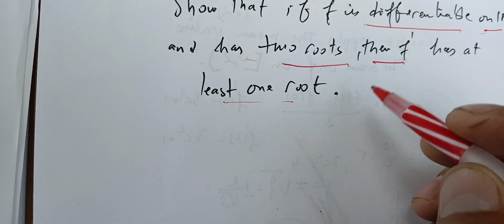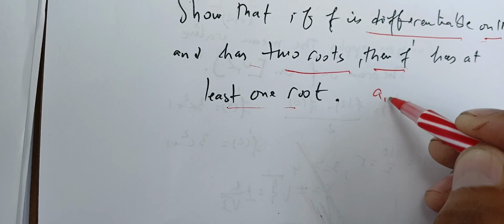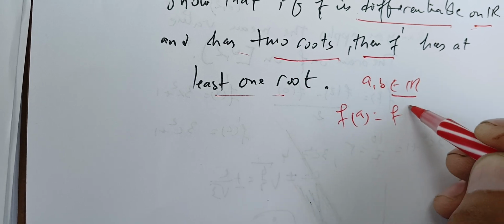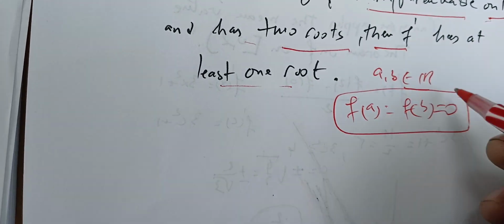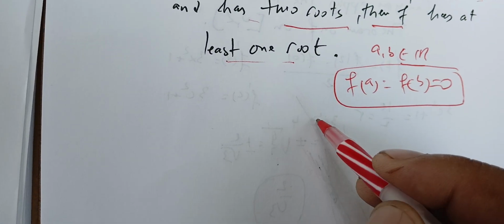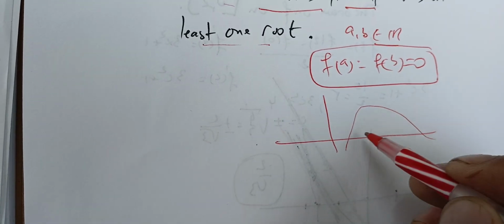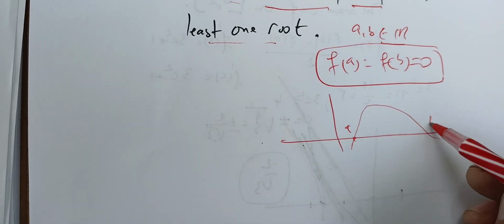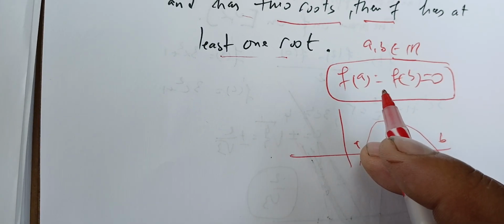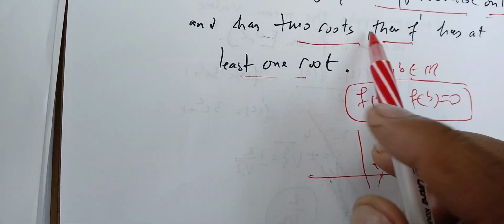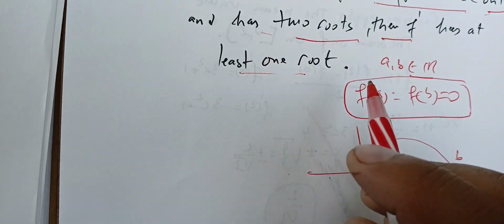That means there are, let's call them a and b, two numbers in R such that f of a equals f of b equals 0. Okay, so that's what it means for f to have roots. So let's say this is my f. This is our a, this is our b. Now we want to prove that f prime, the derivative of f, has at least one root.